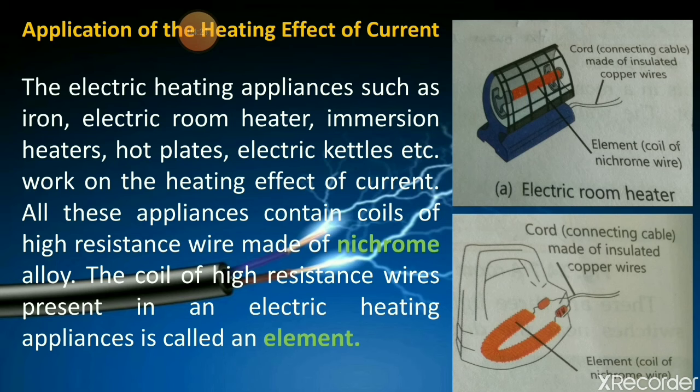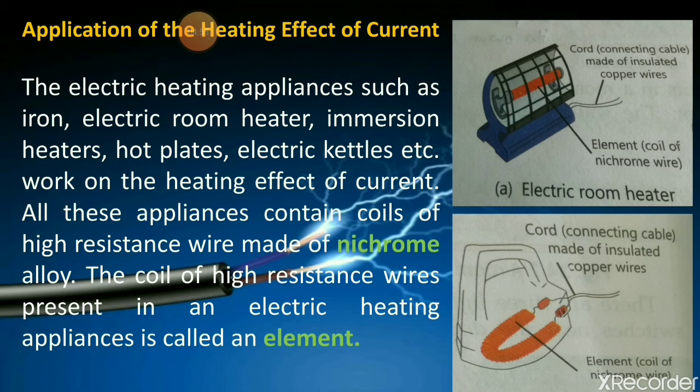So many electrical appliances, so many electrical devices are based on the heating effect of electric current, such as the electric iron, which you all know, electric room heater, immersion rods, meaning immersion heaters, then hot plates, electric kettles, etc. So many types of geysers and hair dryers. Even your hair straightener also uses the heating effect of electric current.